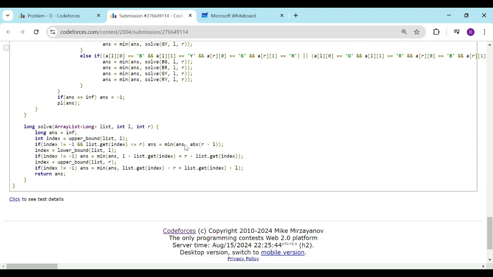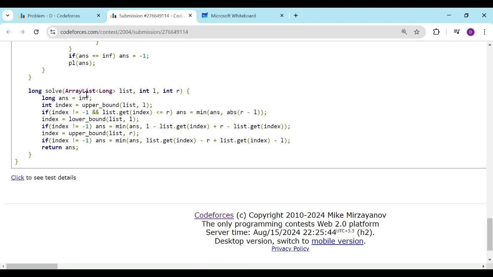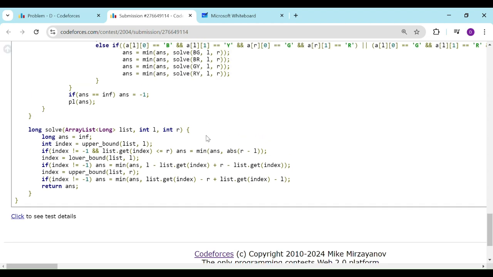Now, if I want to find a key, this is my user defined upper bound and lower bound functions. The upper bound function gives me greater than or equal to key. Lower bound gives me less than or equal to key. This is my implementation of upper and lower bound.